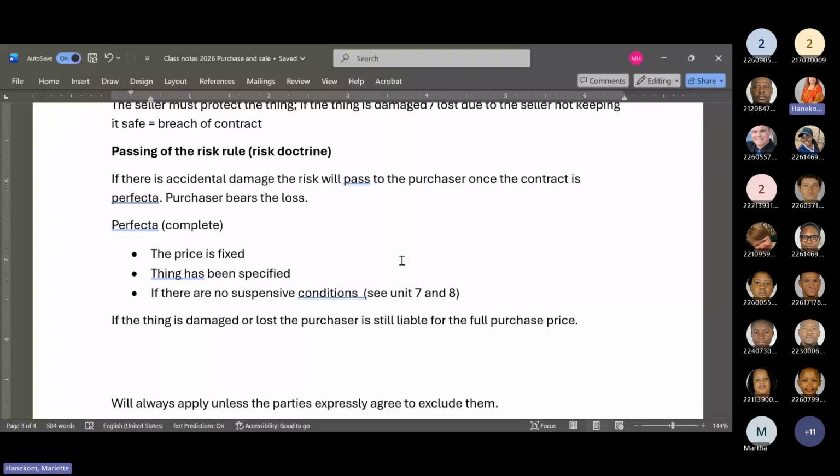Just make sure there's a little bit more detail about these requirements in the notes. Just make sure that you do refer back to the notes. Not going to type everything out here. So refer to page 47. There's some explanation about when is the price considered as fixed, and when is the thing sold considered as specified? And suspensive conditions, we have discussed those previously.